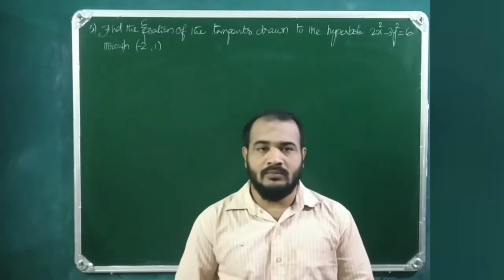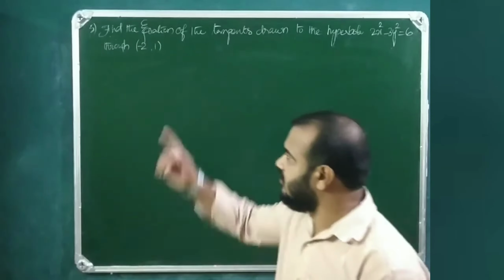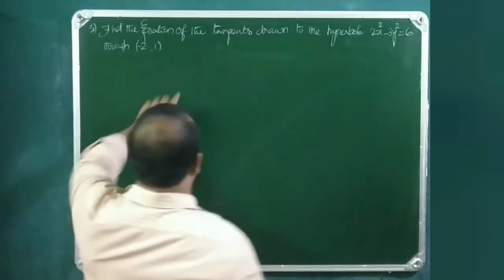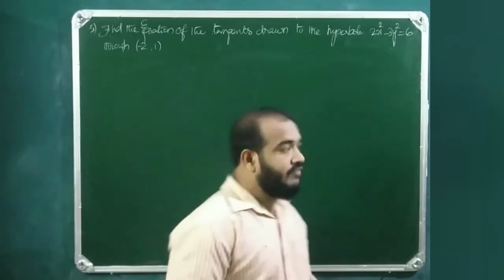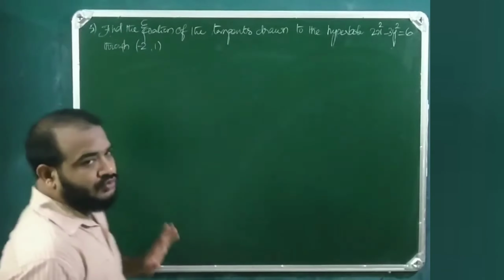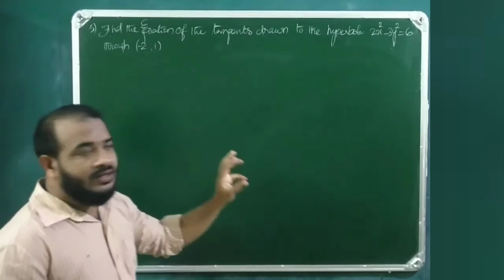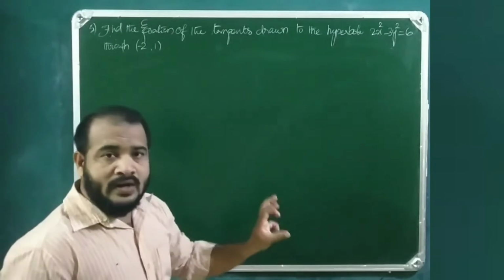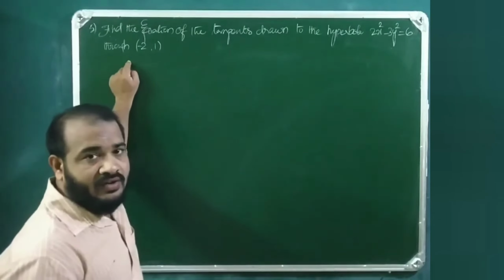In the previous class we solved exercise 5A problems. Second Roman, a few problems we have completed, and this is the fifth question. Find the equation of the tangents drawn to the hyperbola 2x² minus 3y² equals 6 through (-2, 1). Here, through (-2, 1) is mentioned. That means we are not required to find the equation of the tangent at P(x1, y1).